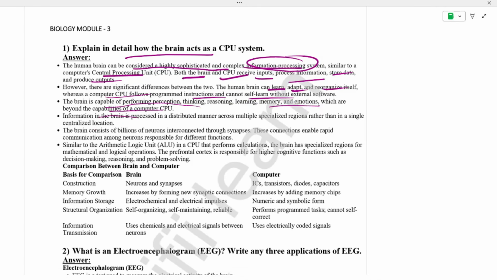And information in the brain is processed in a distributed manner across multiple specialized regions rather than in a single centralized location. The brain consists of billions of neurons, and this is having rapid growth, and also an arithmetic logical unit can be performed in a CPU that uses calculation, but not in the brain.